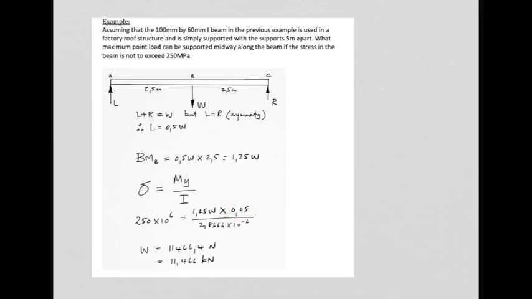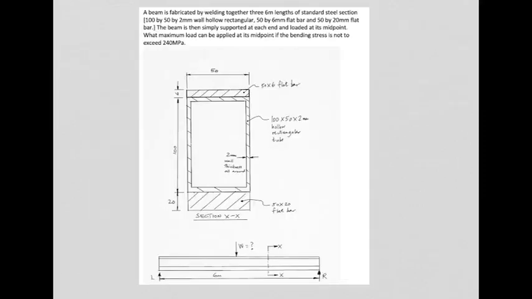And then finally, below the line, we have I, which we now know is 2.866 times 10 to the minus 6. And we solve for W. You can have no more than 11.466 kilonewtons acting at the midpoint of this particular I-beam if you are not to exceed 250 megapascals in the outermost fibers. This is extremely useful to you in your design career from here onwards.